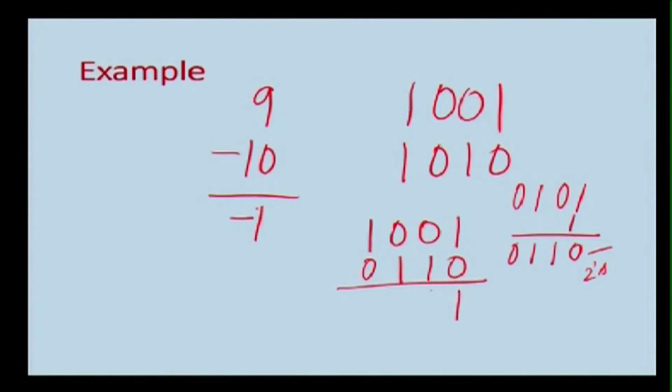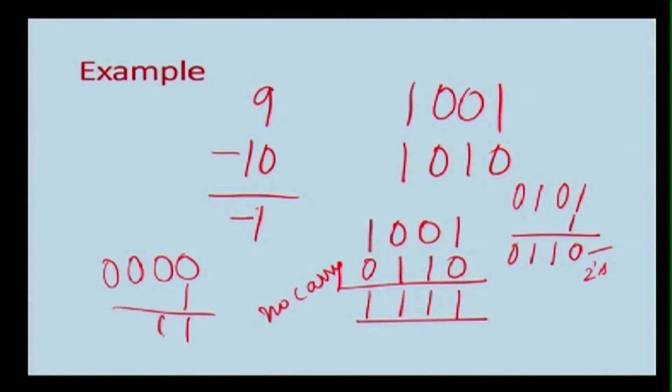Now when I add this, I get 1 1 1 1. See, there is no carry, which means this answer is the negative result and I should take the 2's complement of this. First I have to take the 1's complement of the 4-bit binary number, and I have to add a 1 to it. So what I am getting is 0 0 0 1, and the rule says this answer is negative. That is exactly what we are getting here also.